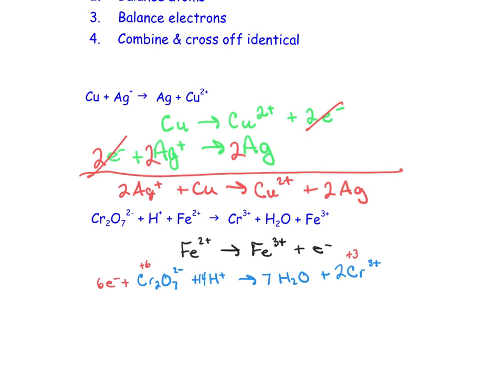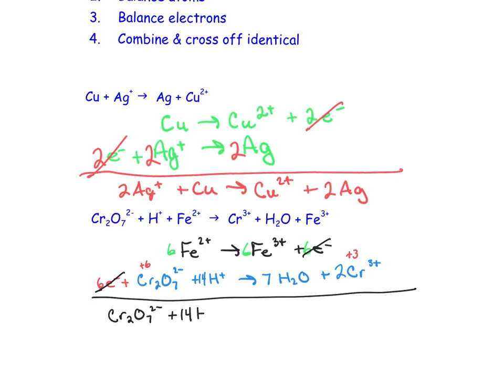Now I need to balance, so I need 6 of the iron half reaction, and then I add them all up, crossing the electrons off. Cr2O7 2- plus 14 H+ plus 6 Fe2+ makes 6 Fe3+ and 7 H2O and 2 Cr3+.